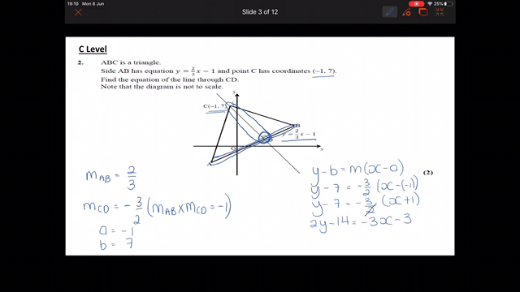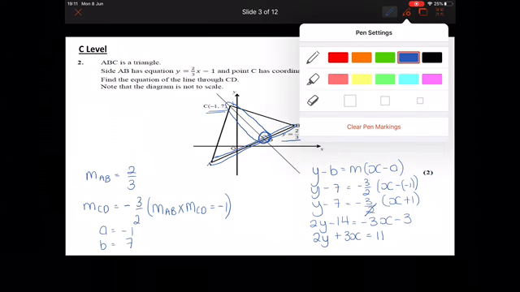Again, that would be perfectly acceptable as your final answer. However, we're getting into the habit of leaving it in the form for simultaneous equations. So I'm going to add 3x onto both sides to get my x's and y's on the left-hand side. And I'm going to add 14 onto both sides to get 11 on the right-hand side. And that's me done at that point.